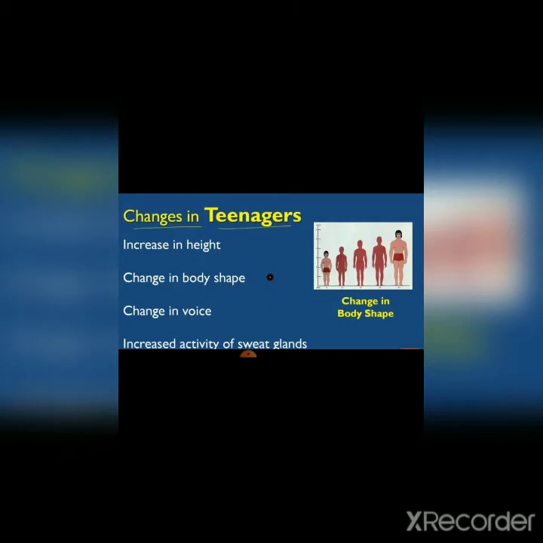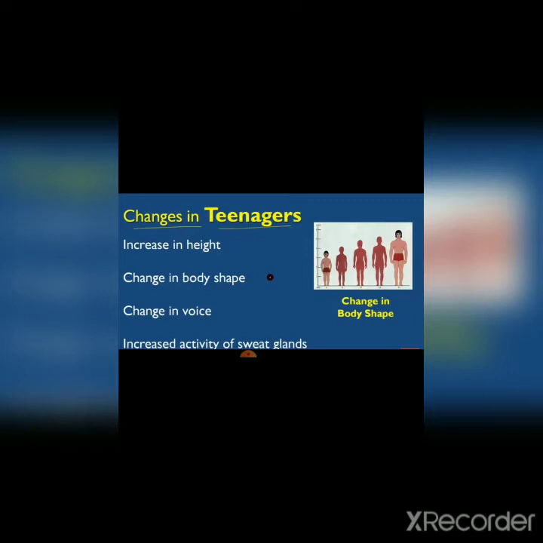First of all, the change looks in height. First the change in the height of the baby or child is seen when he or she comes into the teenager age. After that, their body shape also looks changed. Next, change in voice also seems, and increased activity of sweat glands. That means in their body the secretion of sweat from the sweat glands will start to increase, right.